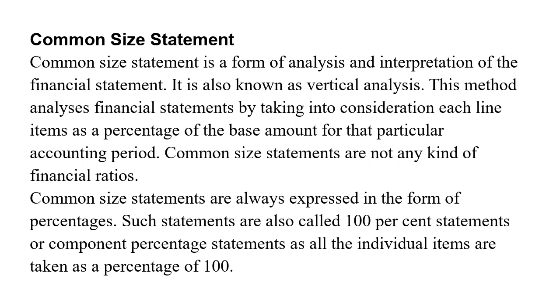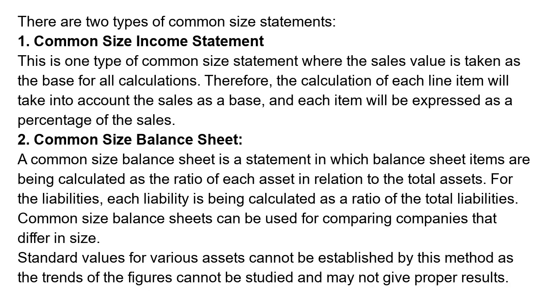that particular accounting period. Common size statements are not any kind of financial ratios. Common size statements are always expressed in the form of percentages. Such statements are also called 100% statements or component percentage statements, as all the individual items are taken as a percentage of 100. There are two types of common size statements.